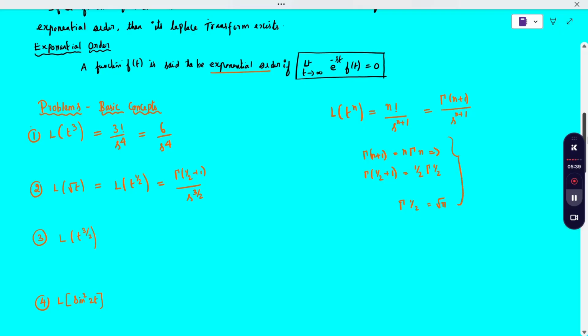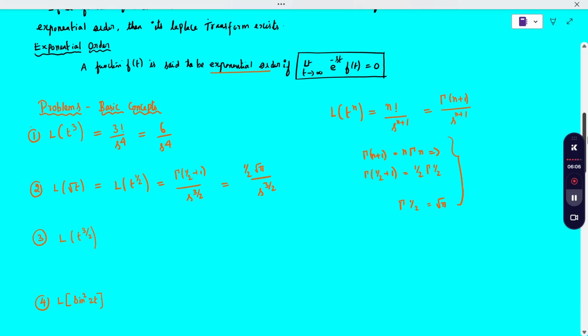These formulas are available in my first video. Check my first video, the formulas video. So now I can write this as half into root pi, since gamma of half is root pi. So half root pi divided by s power 3 by 2 is my answer. Okay, so completed. It is a single step only, but some changes we have to do.